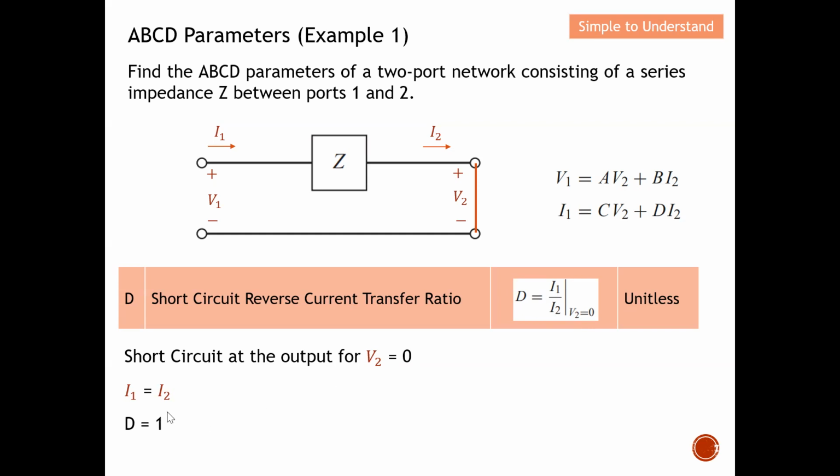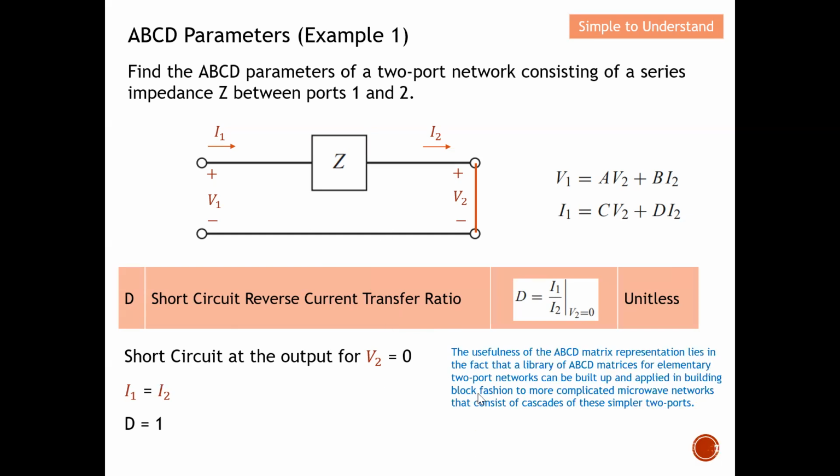So I have found the last ABCD parameter, which is D, equal to 1, when I have a series impedance Z between the input and output port. In fact, you can use this to find all the examples discussed earlier on the two-port network. You can also understand them by doing this kind of derivation. Next, let me do example number 2.